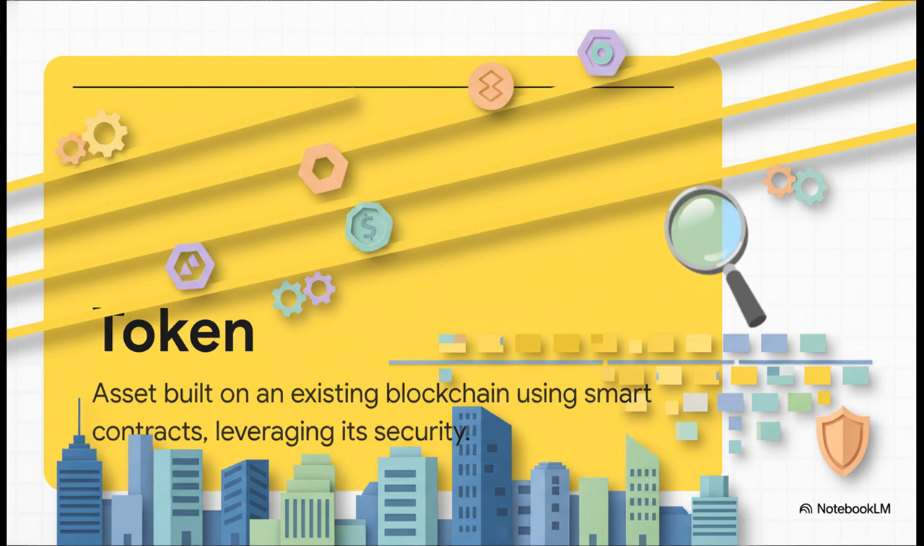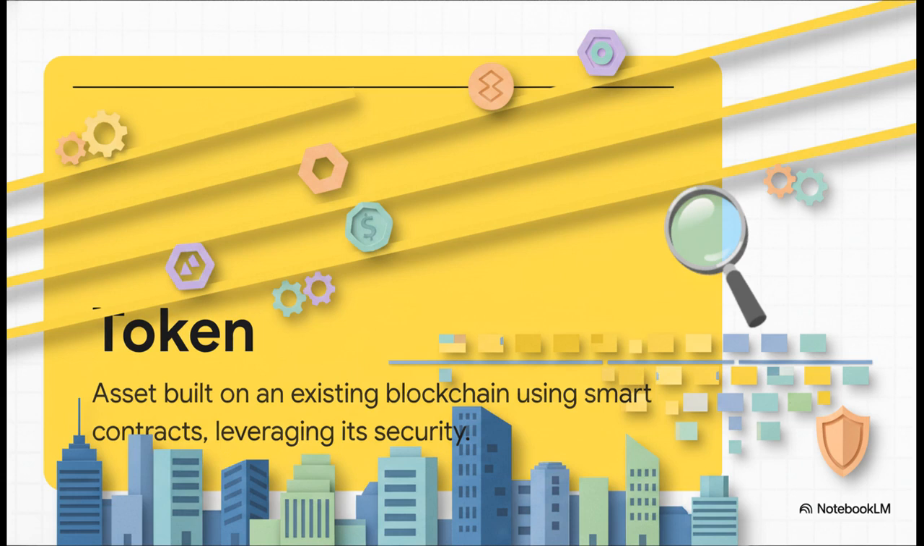Now, a token, on the other hand, sits one floor up at the application layer. It doesn't have its own underlying blockchain. Instead, it's built on top of an existing one using smart contracts. Basically, it just leverages another network's already established security infrastructure. Assets like Arbitrum or Lido DAO, they don't build their own roads. They're just riding on Ethereum's existing highways.